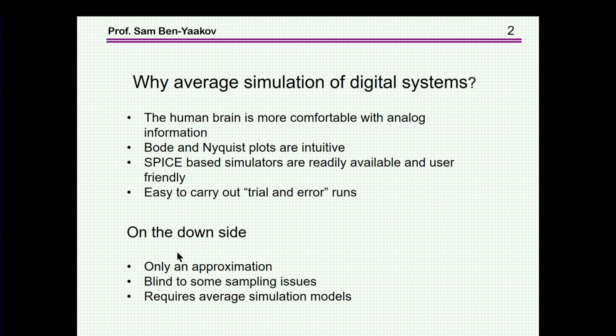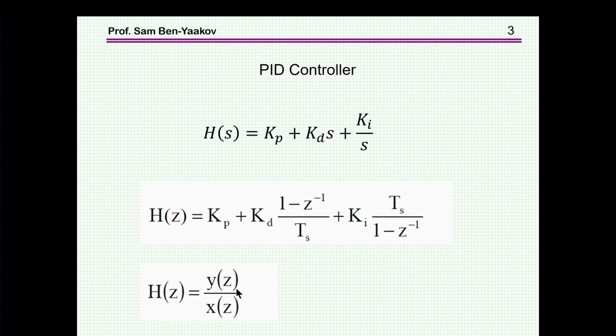However, we should not forget that average simulation of a digital system is just an approximation. It is blind to some of the sampling issues, and also if you would like to simulate the whole system, you need average models of, say, the power stage, not just the controller. The focus of this presentation is the controller. So let's have a look at a typical PID equation.